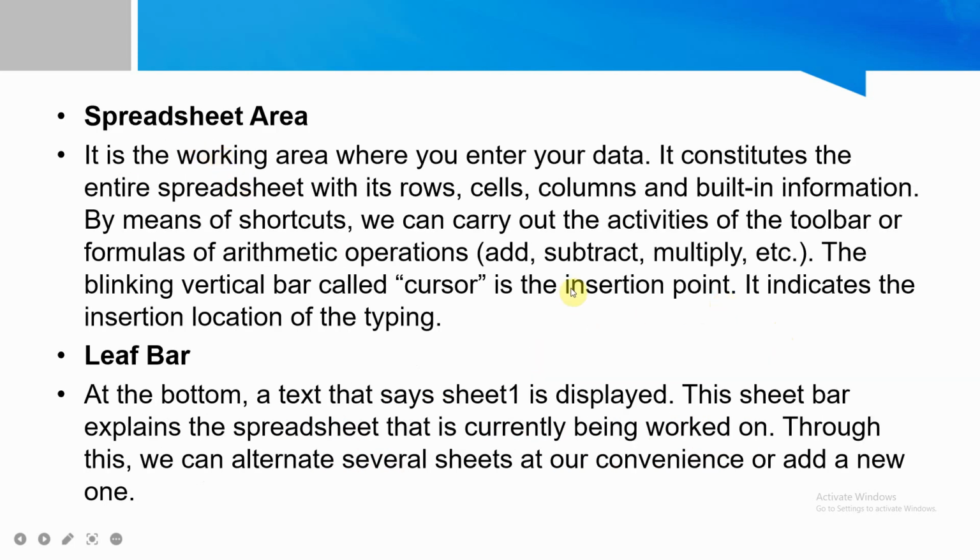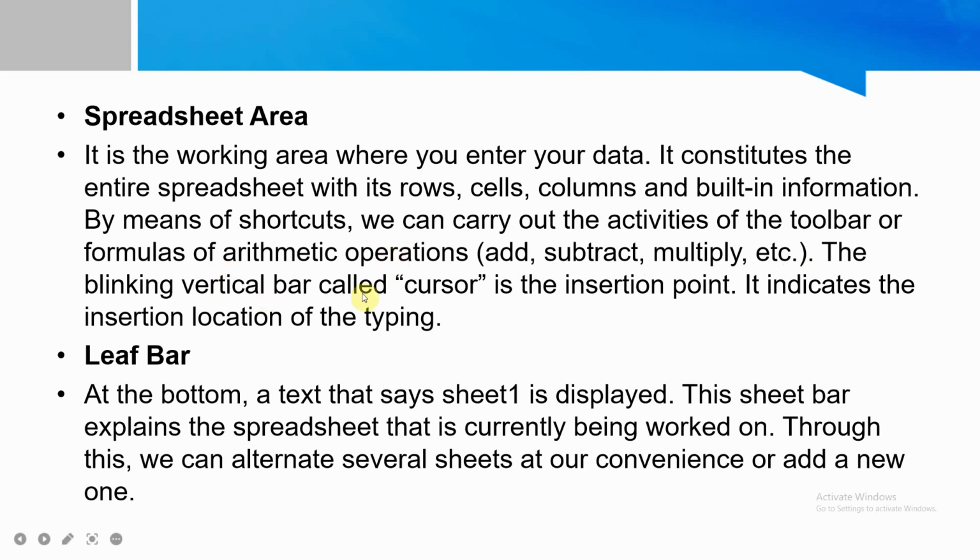For the spreadsheet area, this is our working area. In Word it is the white document area, the writing area. In Excel, they call it the spreadsheet area. This is where you enter your data, consisting of entire spreadsheets with rows, columns, cells, and built-in information. By means of shortcuts, we can carry out activities from the toolbar or enter formulas for arithmetic operations, which are add, subtract, multiply, etc., in the formula bar, and also add them through the data cells within the working area.